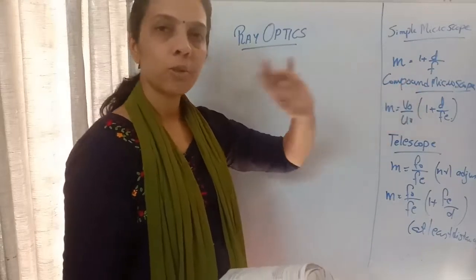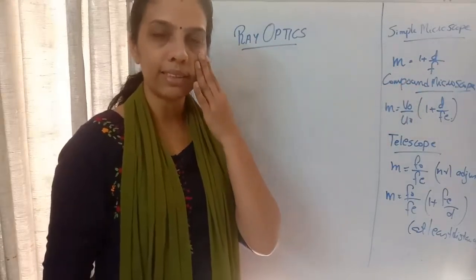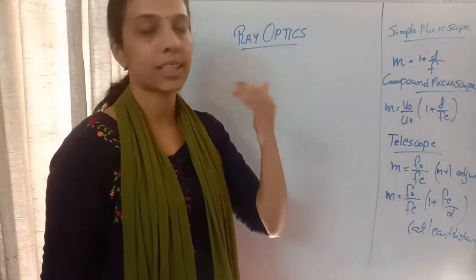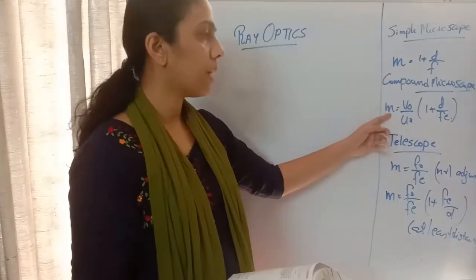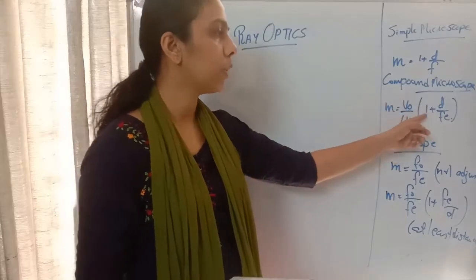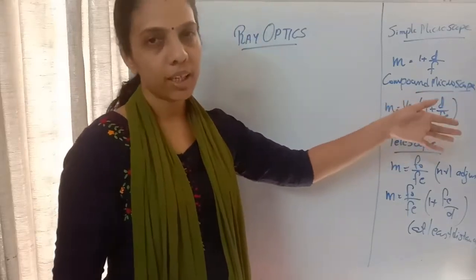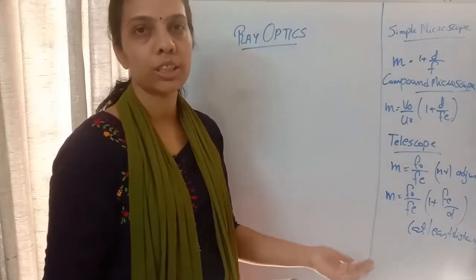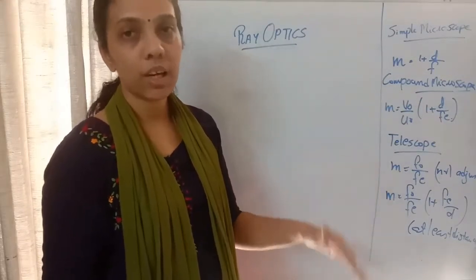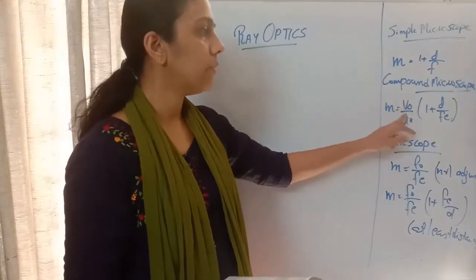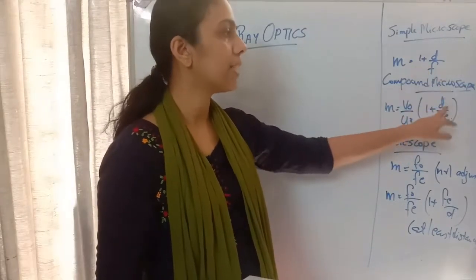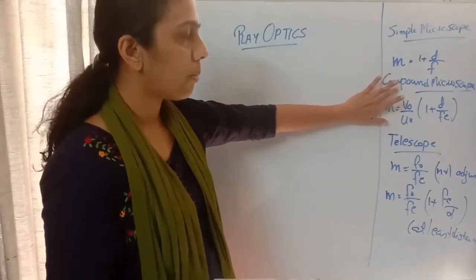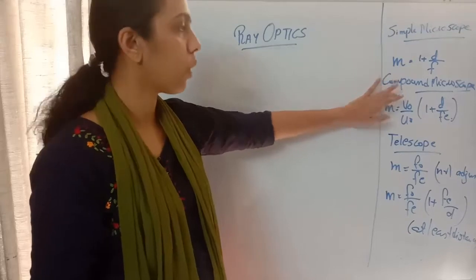And a compound microscope has two lenses: the one near the eye is the eye lens, and the one near the object is the objective lens. Here the formula is m equals VO by UO into 1 plus d by FE. How are we getting it? It is the magnification of the objective into the magnification of the eyepiece. So objective VO by UO, eyepiece 1 plus d by FE. The same way we get the formula for the total magnification of a compound microscope.